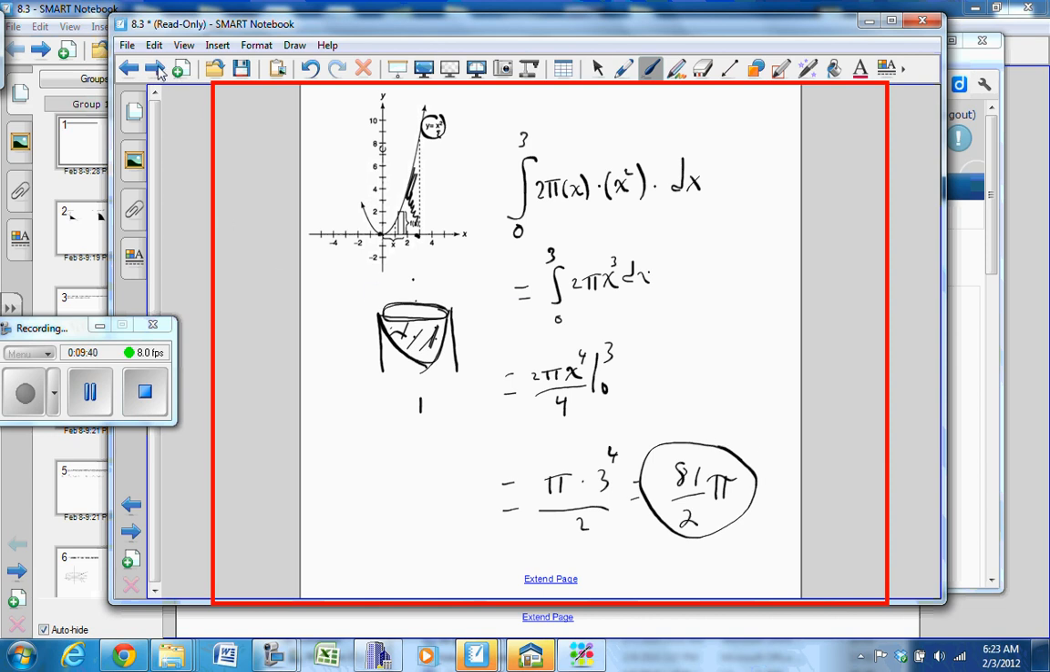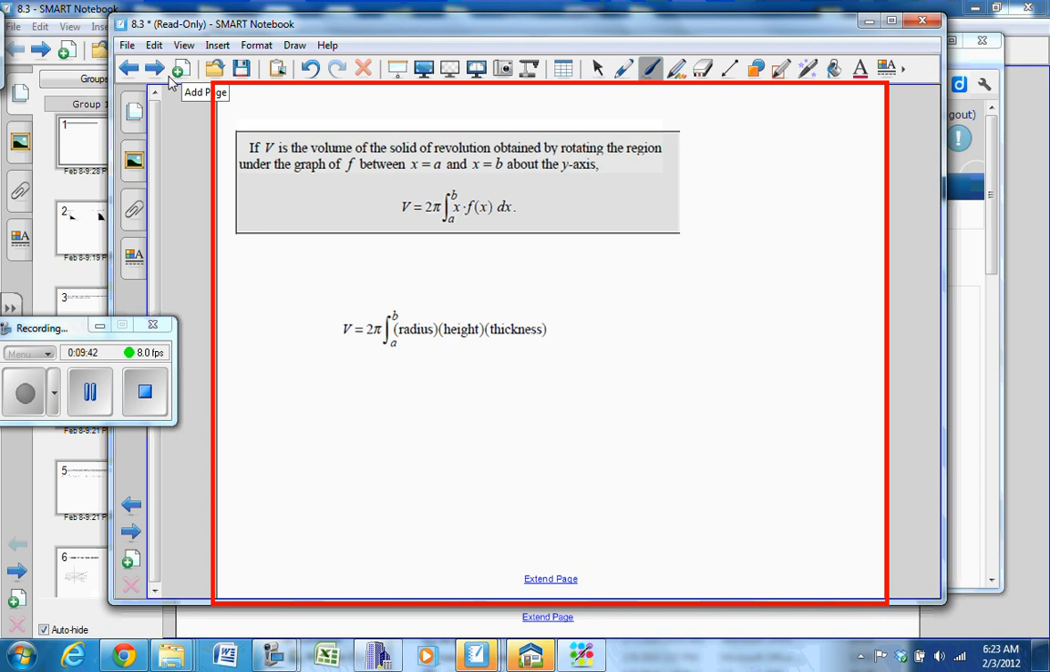So we'll just look at a couple more examples of using this. And this is another method for finding the volume by rotation. So here's our general equation when you rotate it around the y-axis. It's going to be 2 pi x times f of x dx, integrated from a to b. In general, it's just going to be our radius times our height times our thickness.